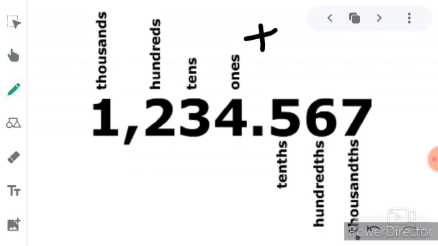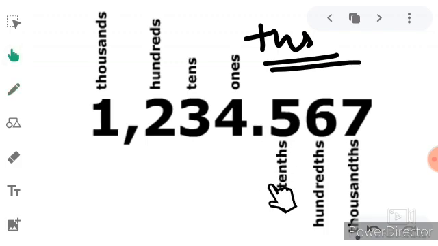Tenths, that is "th" as in tenth. So you will have to write down "th". Tenths place. After the tenths place, hundred also takes "th", then thousand also takes "th". So this one is hundredths, this one is thousandths.